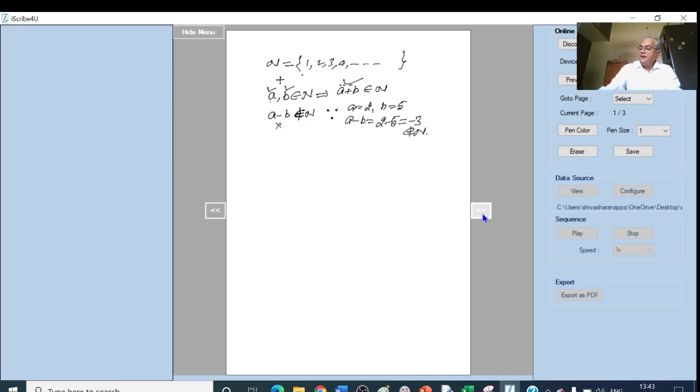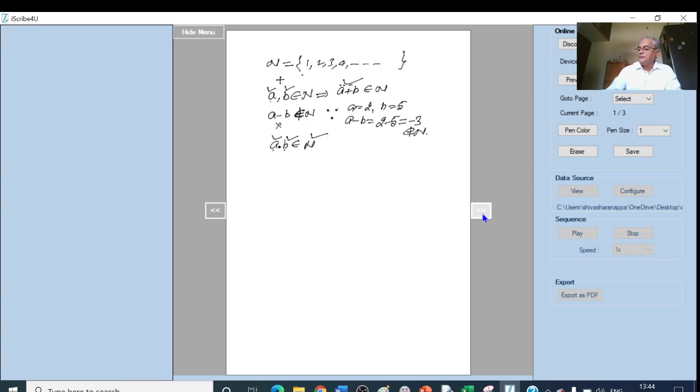Okay. And if you go to A into B, does this belong to N? Yes, definitely. A is a natural number, that is 1, 2, 3, for any number here. B is again a natural number, 1, 2, 3, for any number here. And if I multiply these two, then definitely this belongs to N. So therefore here multiplication is a binary operation.